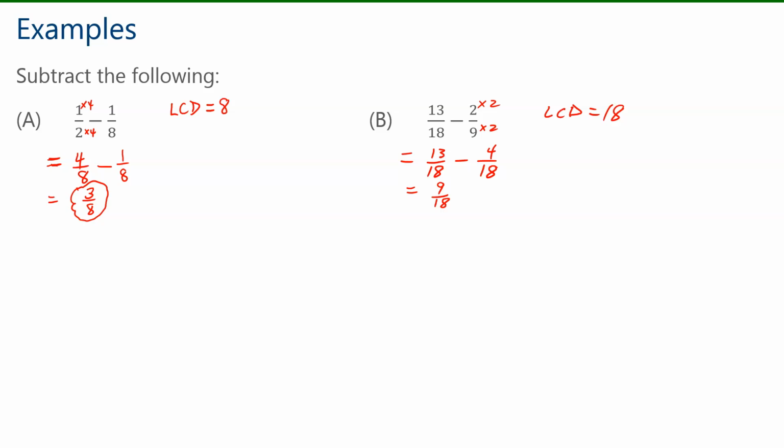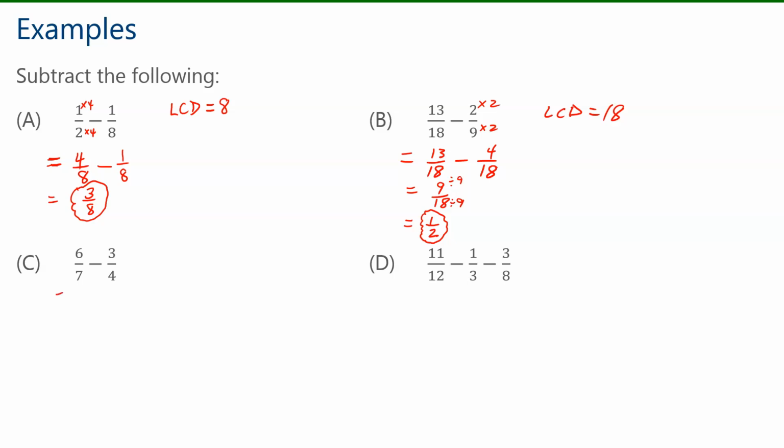So I get 9/18. Not quite done, though, because 9 over 18 can reduce. That will give us 1/2. And if you wanted to show a bit of workings for that, the GCF for 9 and 18 is 9. 9 divided by 9 is a 1. 18 divided by 9 is 2.